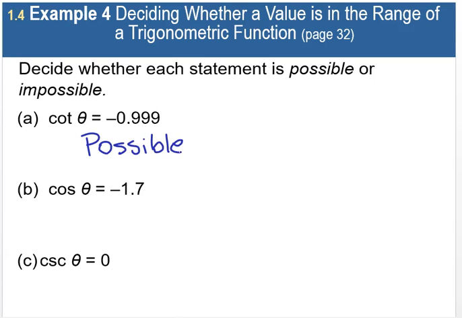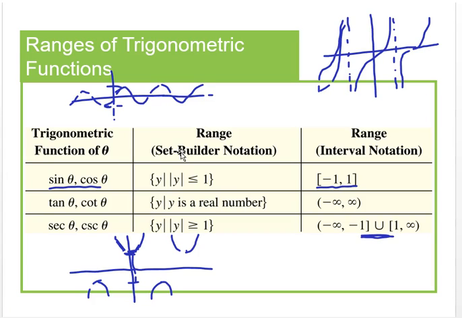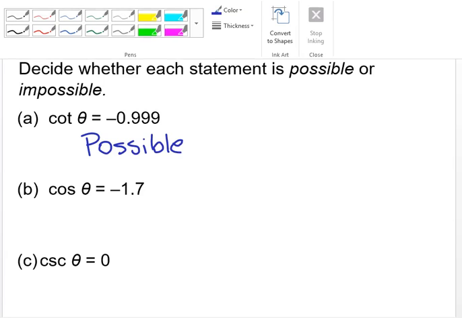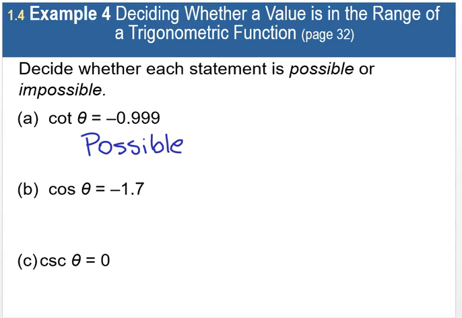Okay. And then cosine of theta is equal to negative 1.7. Well, go back to this right here. Sine and cosine both are between -1 and 1. So nothing less than -1 and nothing greater than 1 can sine or cosine equal. So for this one, negative 1.7 is less than -1. So that is not possible.